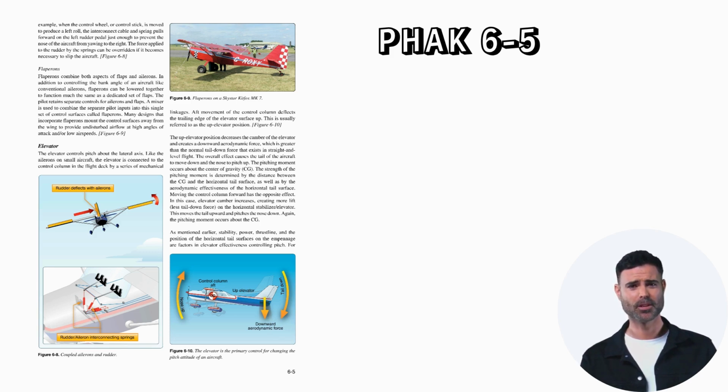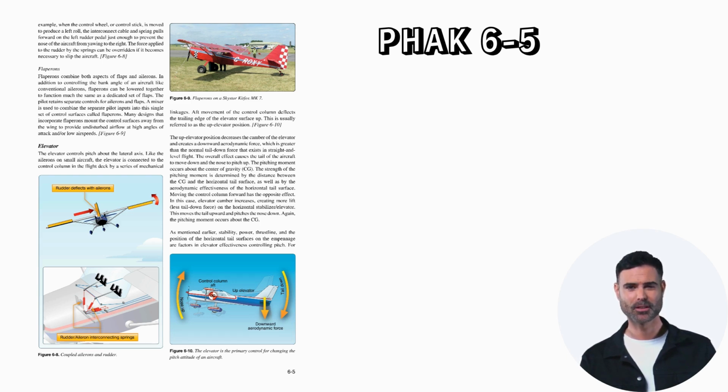The strength of the pitching moment is determined by the distance between the CG and the horizontal tail surface, as well as by the aerodynamic effectiveness of the horizontal tail surface. Moving the control column forward has the opposite effect. In this case, elevator camber increases, creating more lift and less tail-down force on the horizontal stabilizer elevator. This moves the tail upward and pitches the nose down. Again, the pitching moment occurs about the CG.